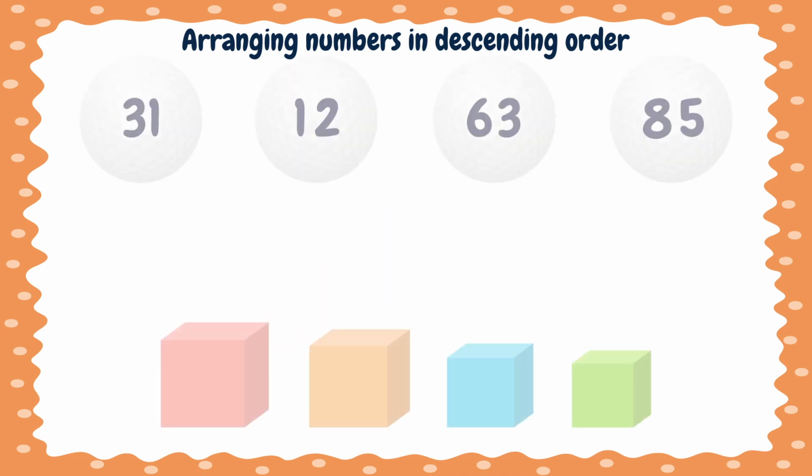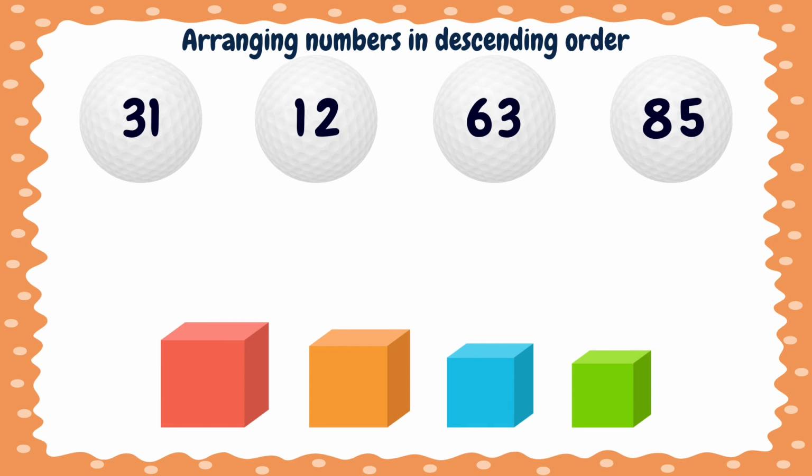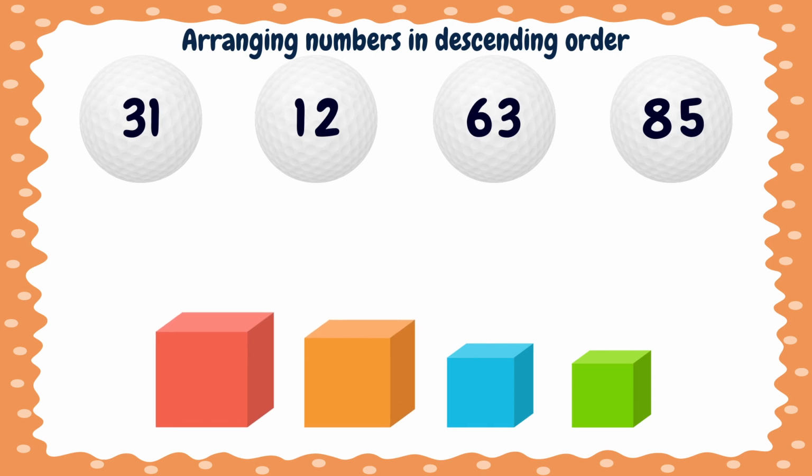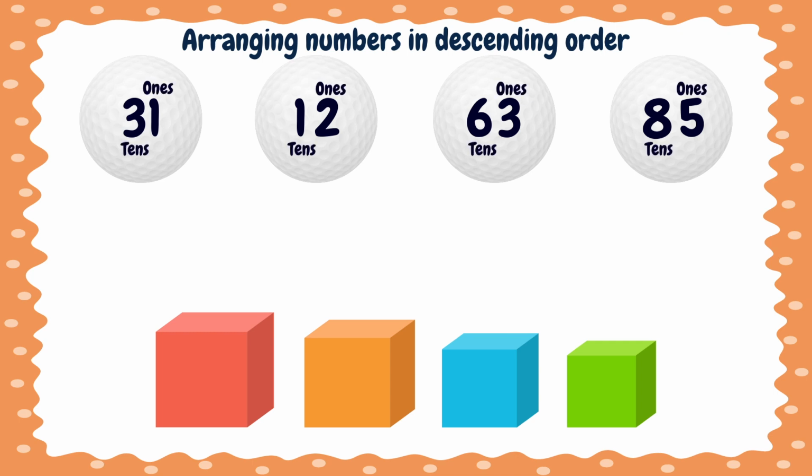Therefore, we will search for the ball with the largest number, then the smaller ones, until we reach the smallest number that exists. Are you ready? Let's start. Now, look at these numbers with me. They are made up of 2 places, ones and tens. So how do we find the largest number in them?